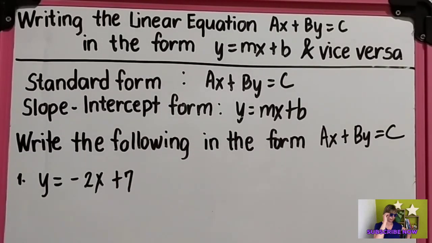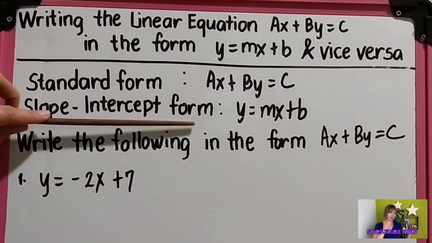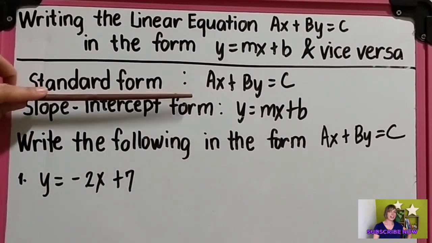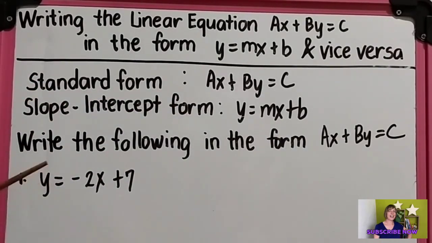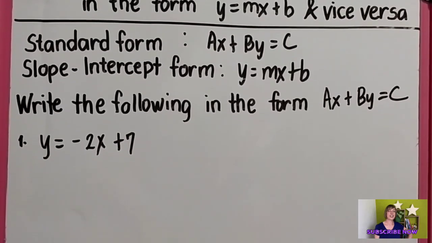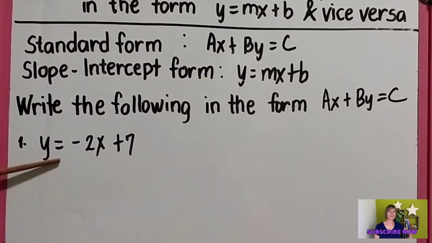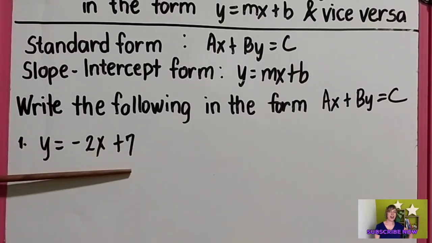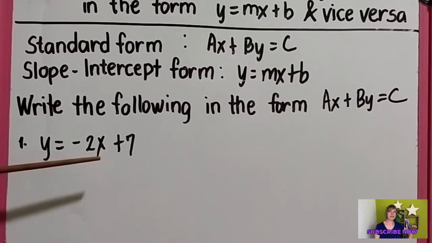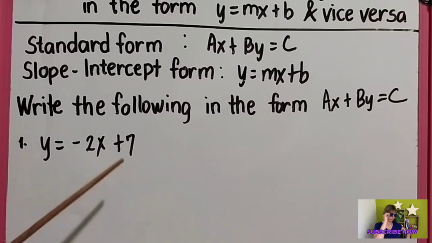Okay, this time, we will proceed to the contrary. We're going to write the slope-intercept form into the standard form. Okay, let's take this example. Write the following in the form ax plus by equals c. Okay, 1, y equals negative 2x plus 7. Okay, so if we're going to write this in the standard form, remember the x term and the y term should be written on the left side of the equation. And on the right, we have only the constant term.